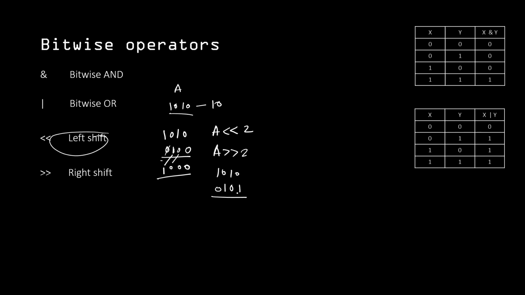So this is after one shift. In the next shift, this one will be shifted here and this 0 will be shifted here, and these bits will be filled with zeros. So this is how our right shift works, same as our left shift. The direction is changed between left shift and right shift.